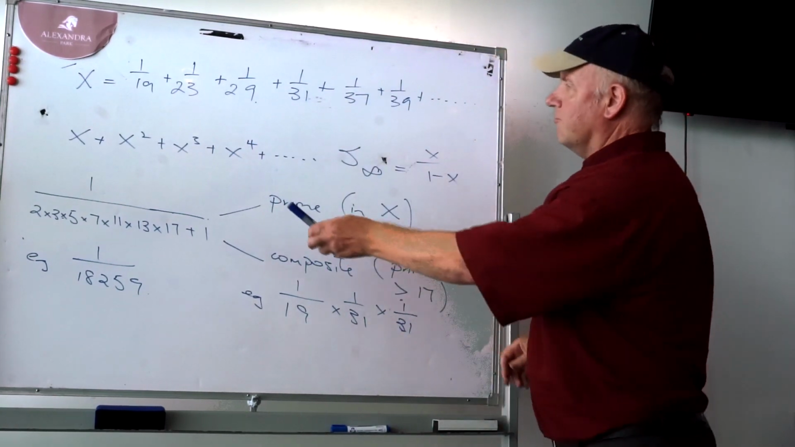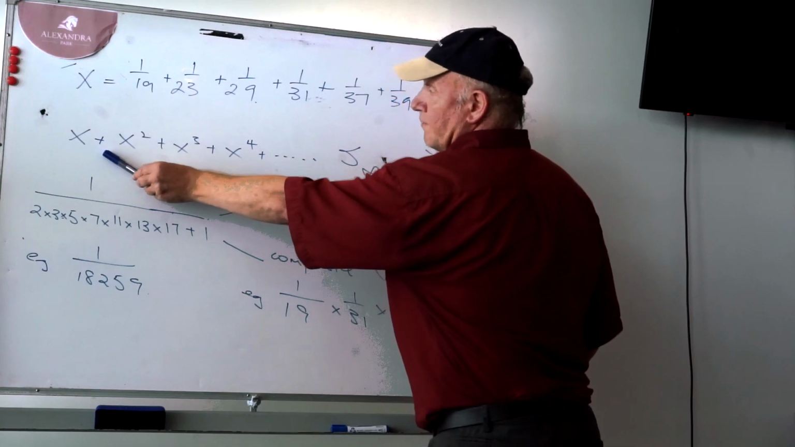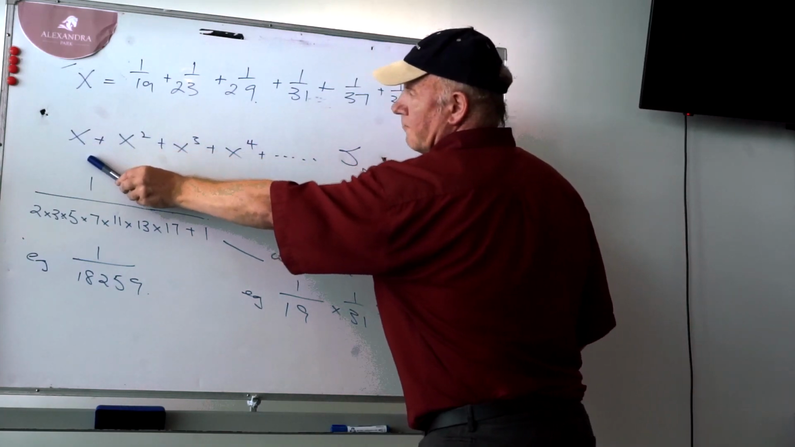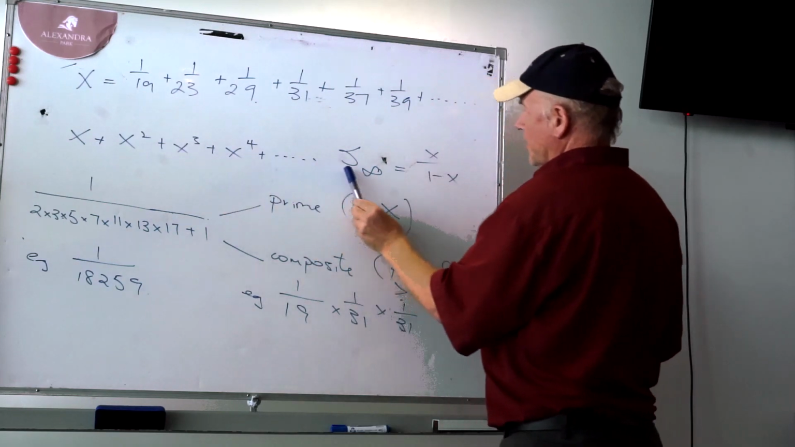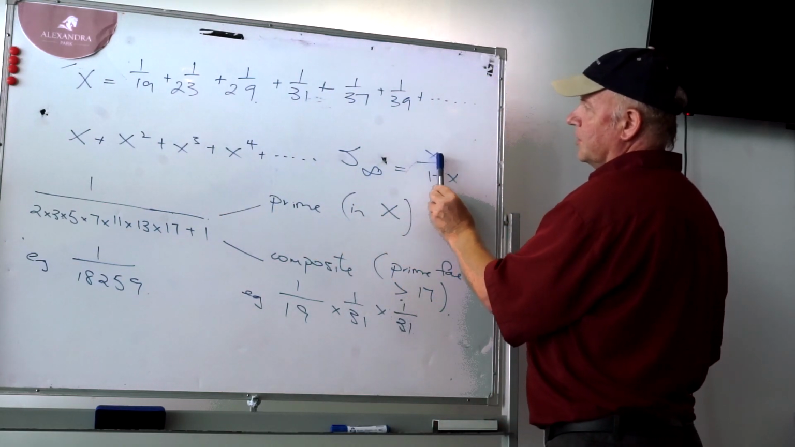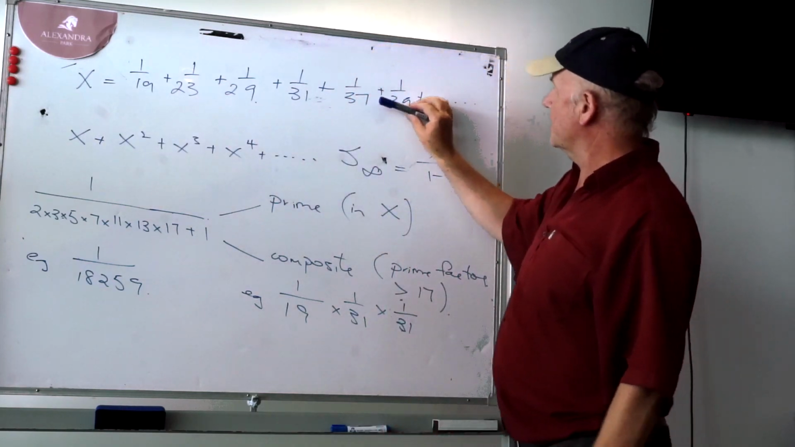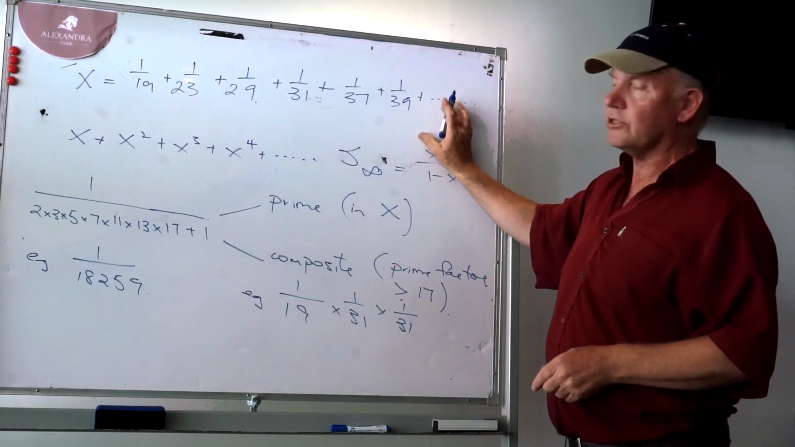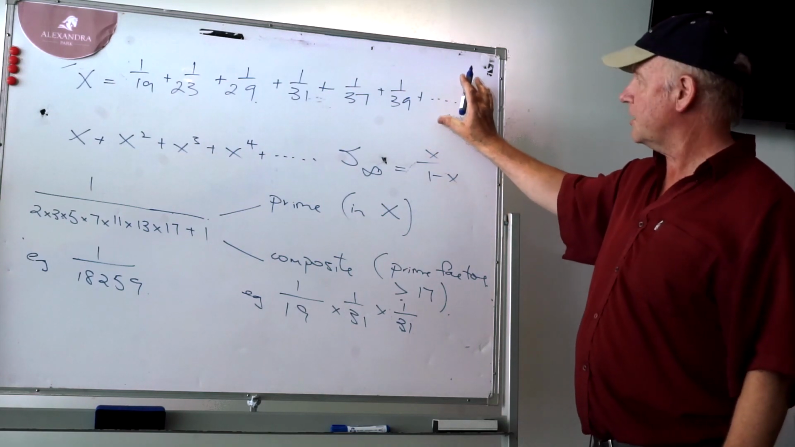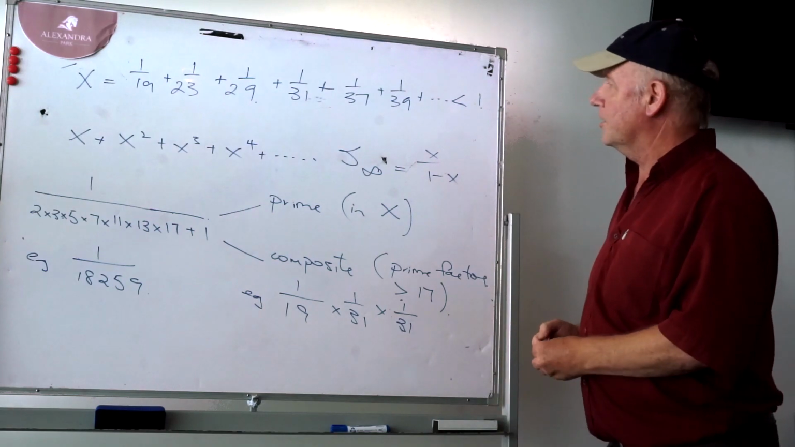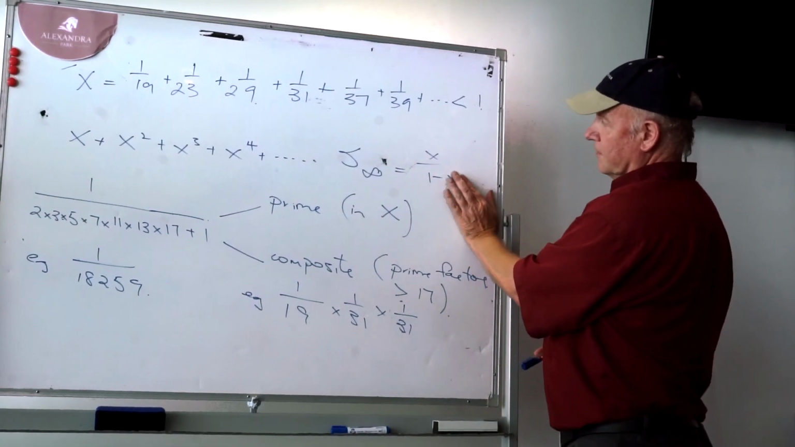And we consider this series here, and we've established that it's a geometric series, first term x, common ratio x, and it has to have a sum to infinity because the common ratio x is less than 1, because that is our assumption. Okay, so this has a sum to infinity.